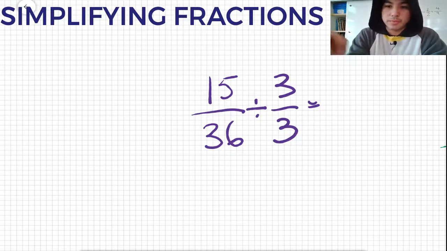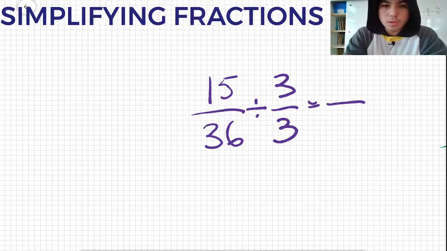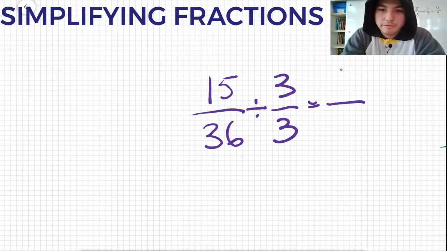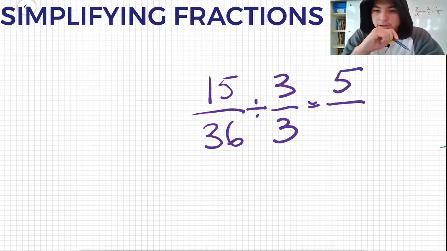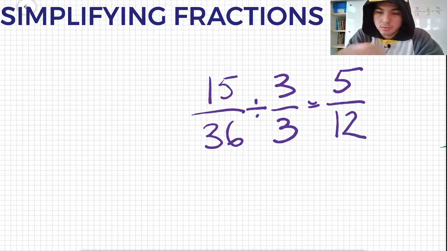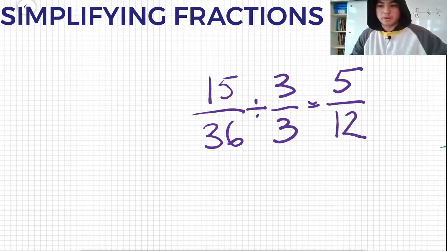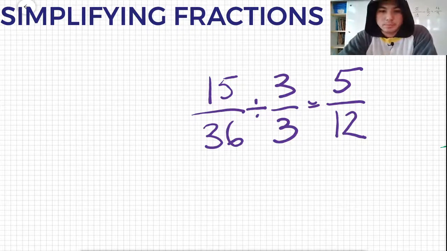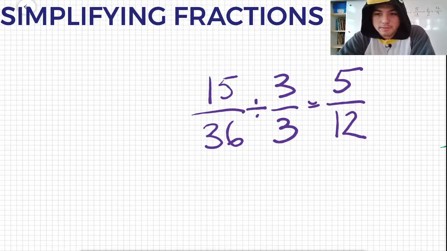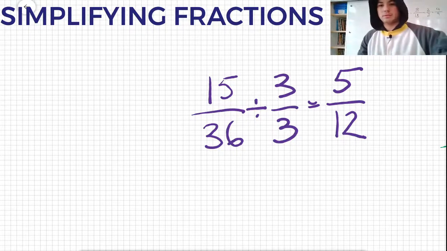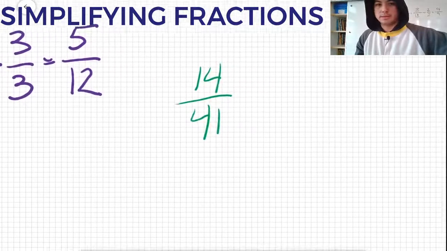15 divided by 3, or 3 times what is 15? That would be 5. And then, I see it in the chat, 36 divided by 3, or 3 times what is 36? That would be 12. Nice work. And because 5 is a prime number, we know that that is as simple as it can get. Okay? Let's go to our last one before we get to the exit ticket.